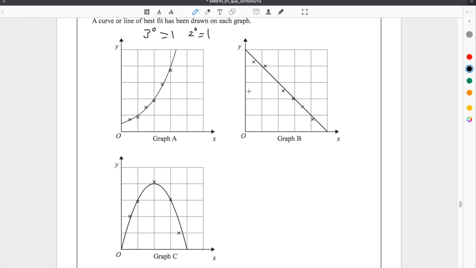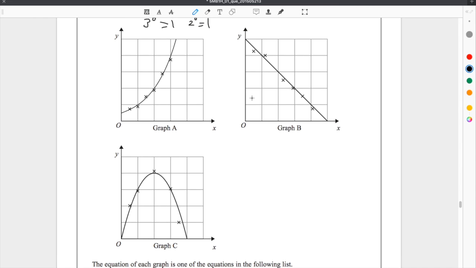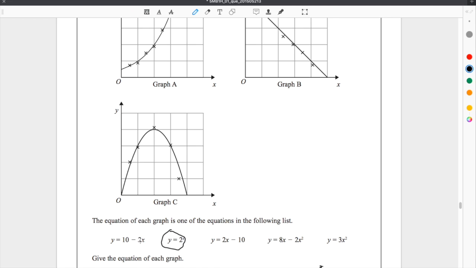Now for B, it's a straight line, so we can get rid of this one, and we've used this one, so it's either this graph here or this graph here, and it's a negative gradient sloping downwards, so we need a minus coefficient of x, so it must be this one because this is the only one with a minus coefficient of x.